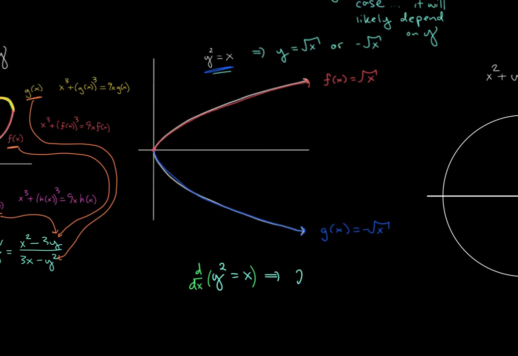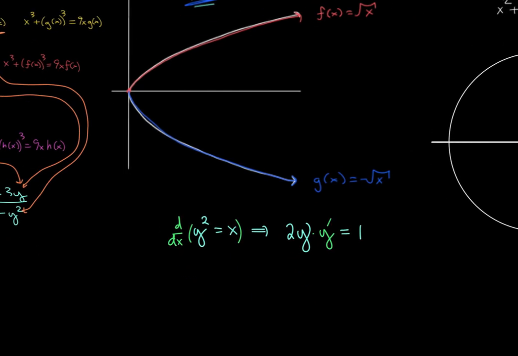So this implies 2y, again, on the left-hand side y is a function of x, so I better multiply this by y prime. I just used the chain rule. And this is equal to 1, the derivative of x with respect to x is 1. In getting y prime by itself, I would have that y prime is equal to 1 divided by 2y.